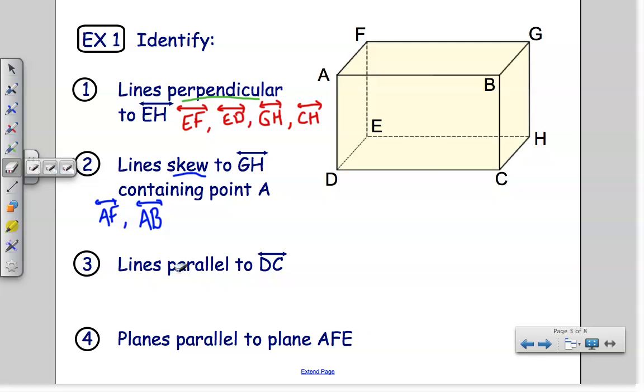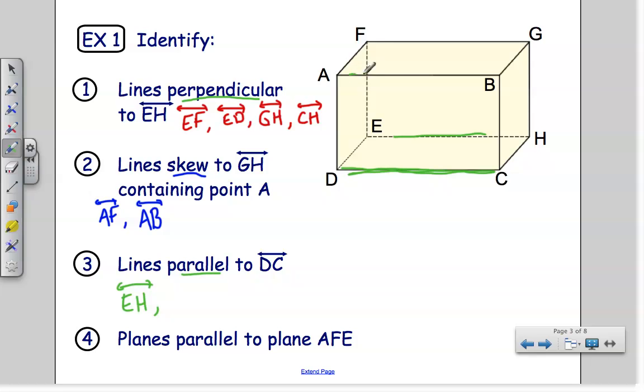Alright, what do we have next here? List the lines parallel to line DC. Line DC is here, and I want to list everything parallel, meaning they don't intersect, but they have to be in the same plane. What about EH right back here? Definitely parallel. And on the same plane because they're both on this bottom plane. So line EH is parallel to DC.